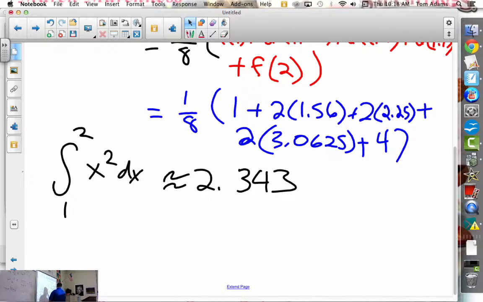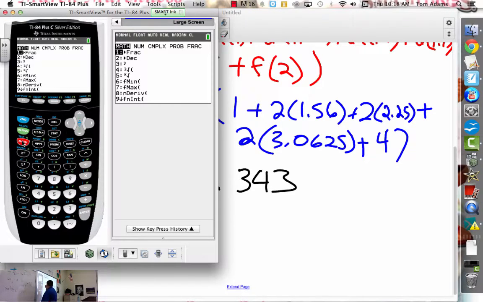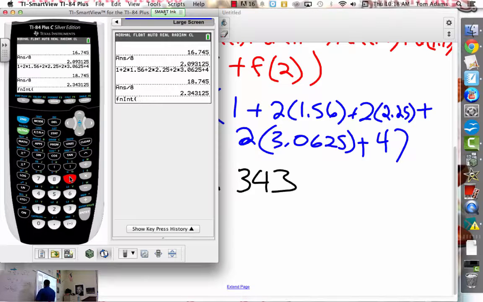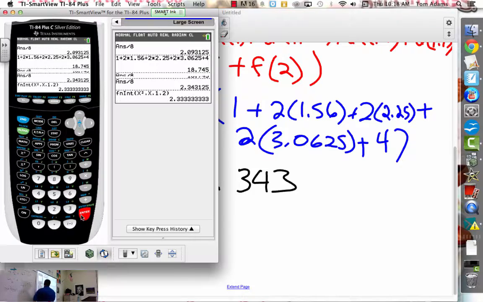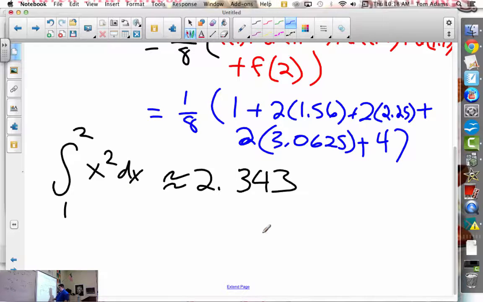Okay? So now we're going to calculate that and see how close we are. So now if I go to math and I hit option number 9 and I say x squared, comma, x, comma, from 1 to 2, pretty close. It's off by 1/100th, right? The actual value is 2 1/3, right? So the actual value is 2.3 repeating.